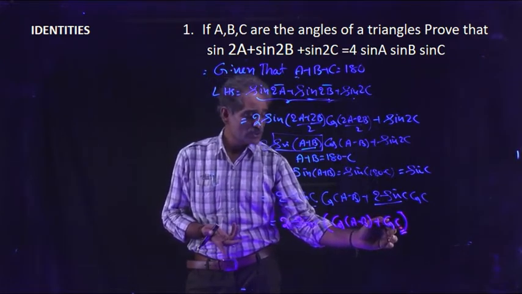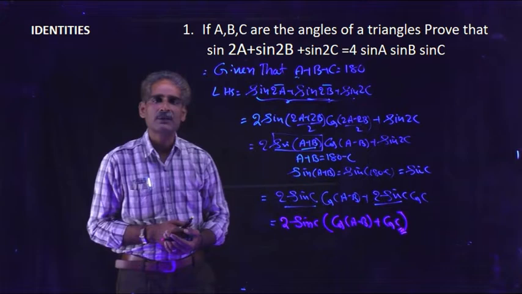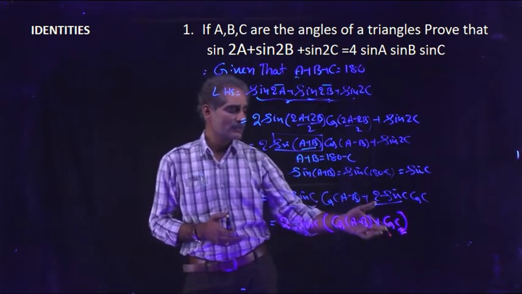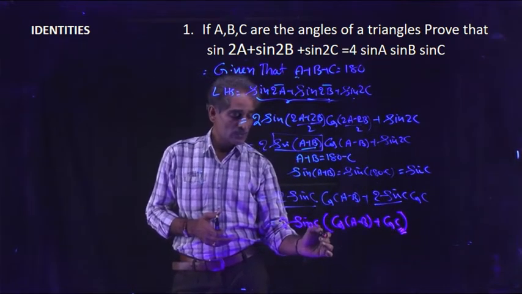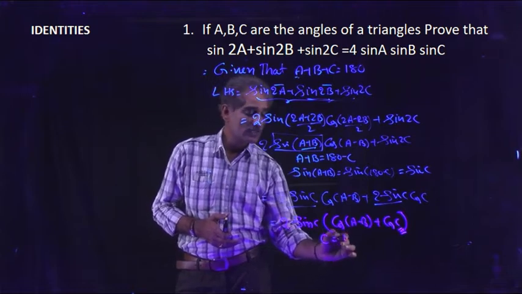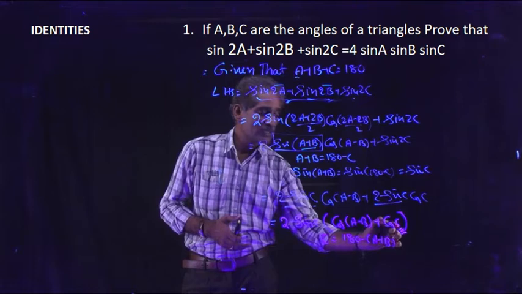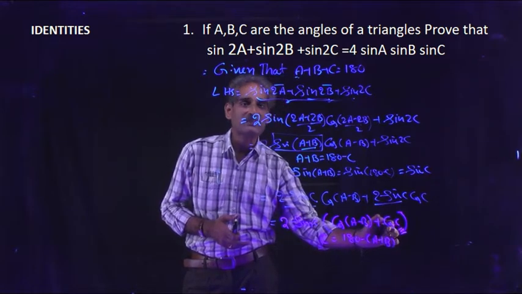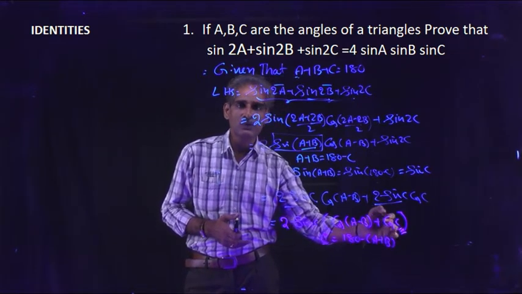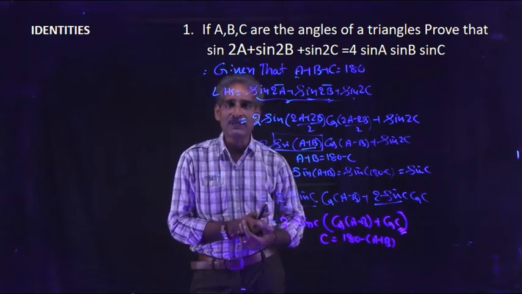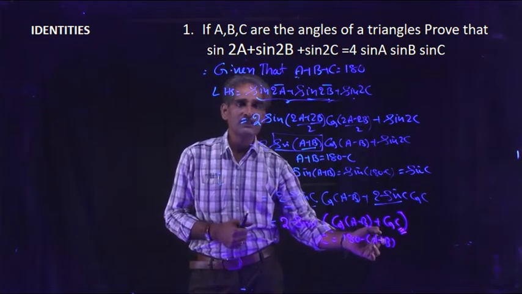That means we have to change angle C into A and B. Same process, but cos C is required. So now write C: C is equal to 180 minus (A plus B). Our aim is to convert C into A and B. In place of this, we have to write in terms of angles A and B. C is equal to 180 minus (A plus B).